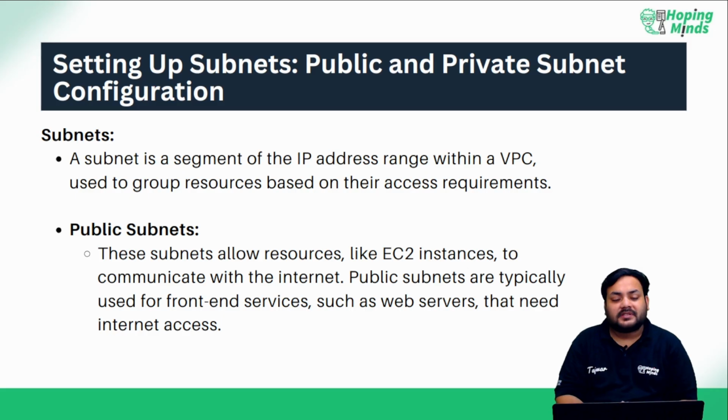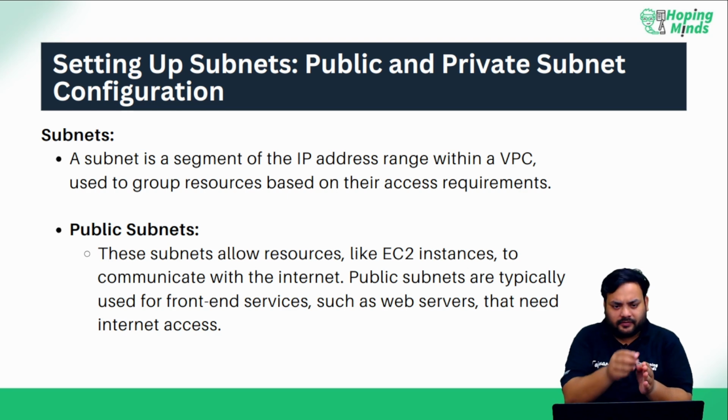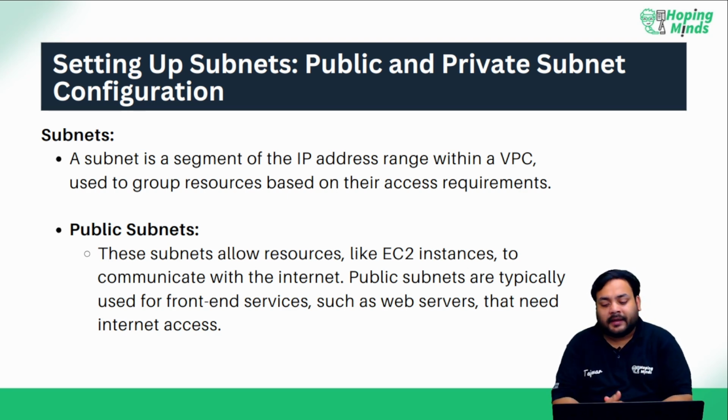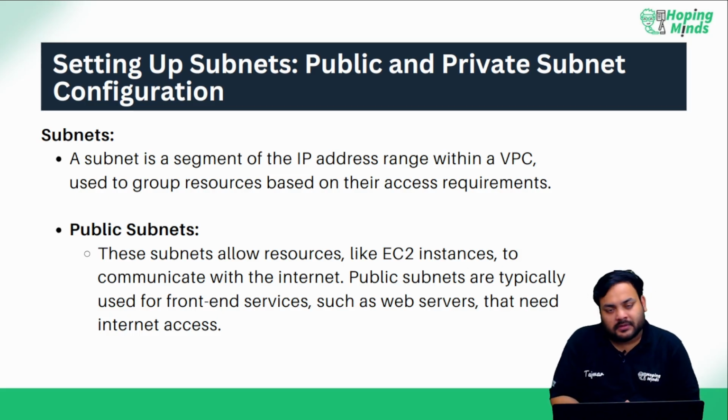A subnet is basically a segment of IP range within a VPC. Let's suppose we have IPs ranging from one place to another place. So it's a range of IPs within a VPC, and we can group our resources based on their access requirements. We have two types of subnets: the first one is private and the other one is public.